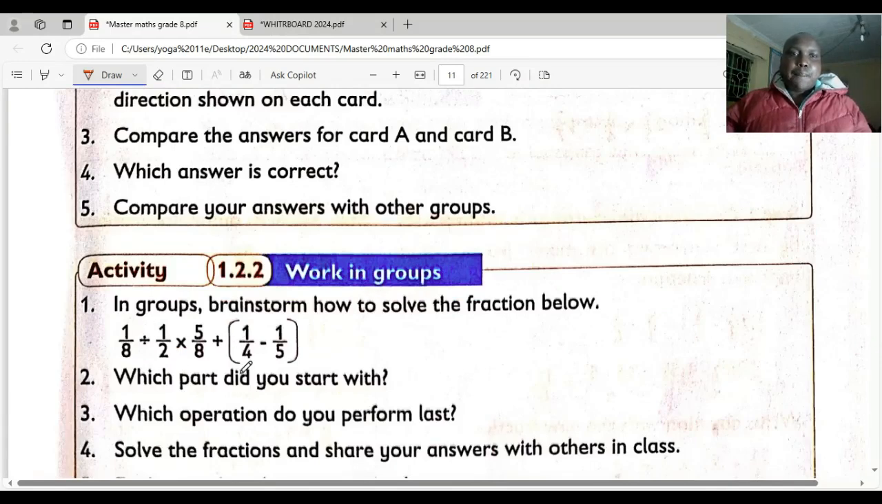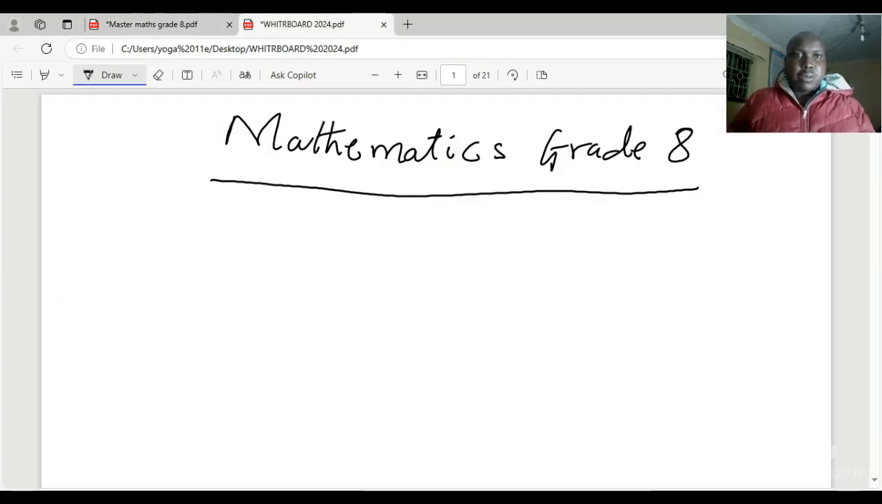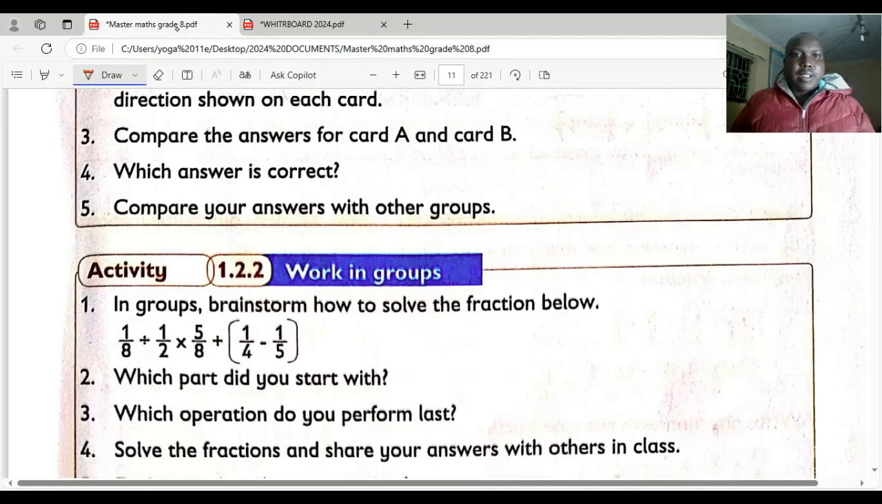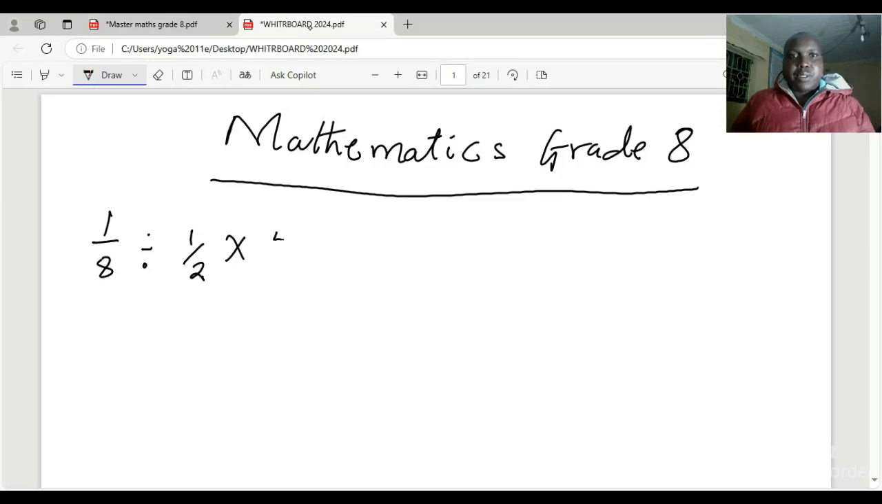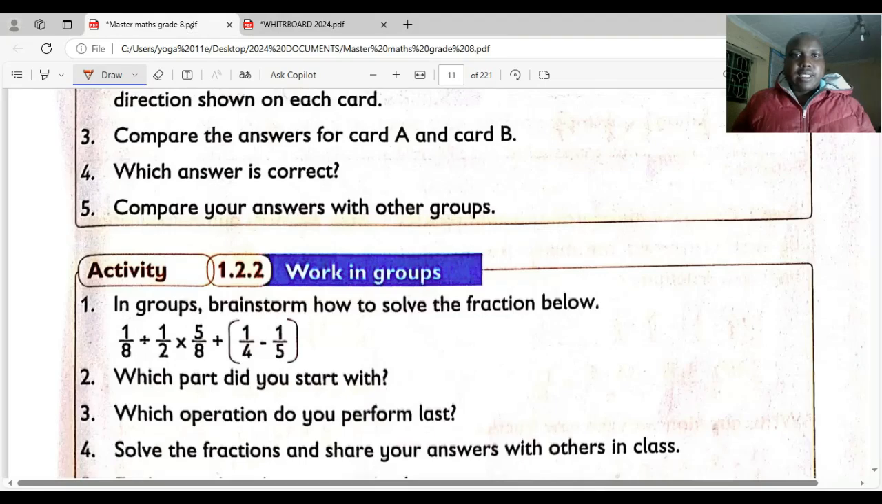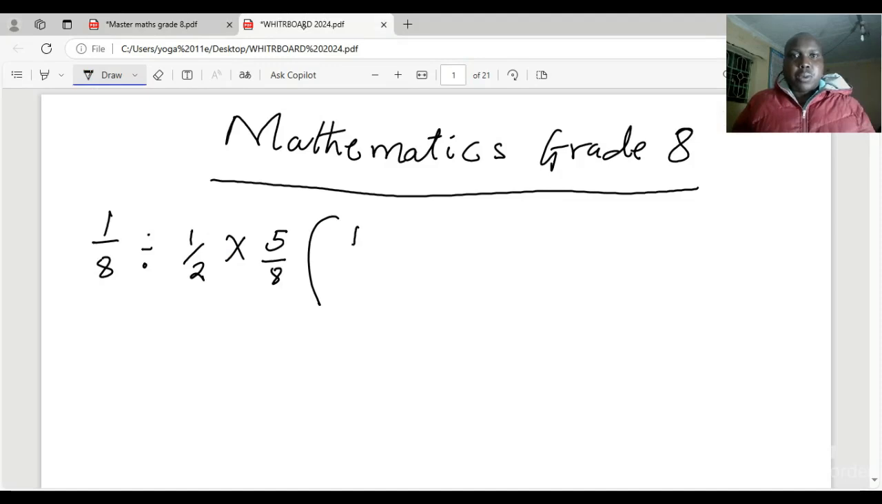Let's look at this example here. 1/8 divided by a half, times 5/8, open bracket, 1/4 minus 1/5.